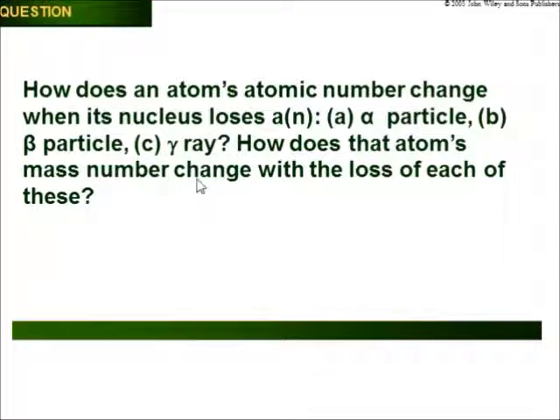So then what happens to the mass number? On the mass number for an alpha particle, it's going to go down by 4 because the helium is losing 2 protons and 2 neutrons. And then on a beta particle, it's going to stay the same. It's not going to change. And then on a gamma, again, nothing's going to change, just that energy gets released.